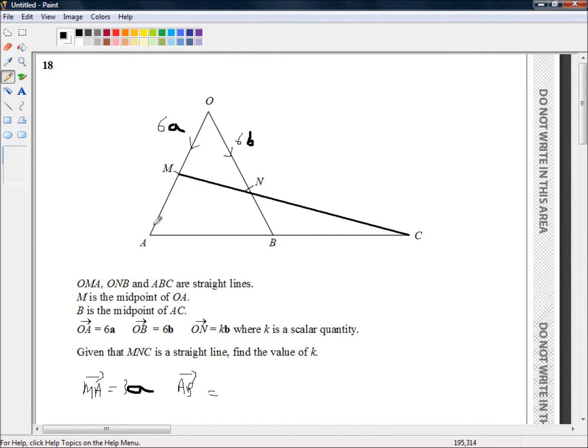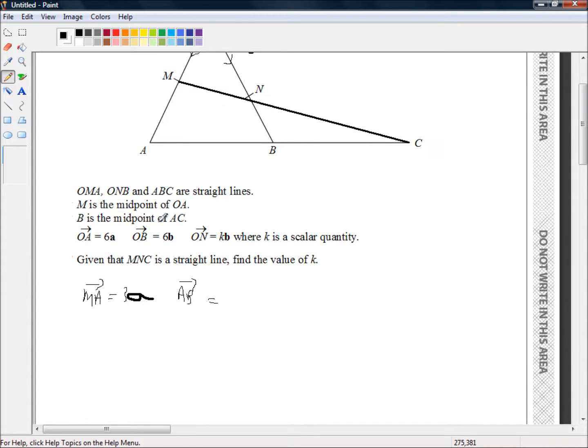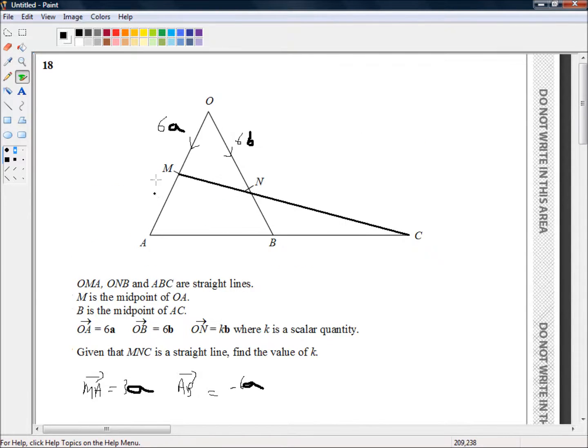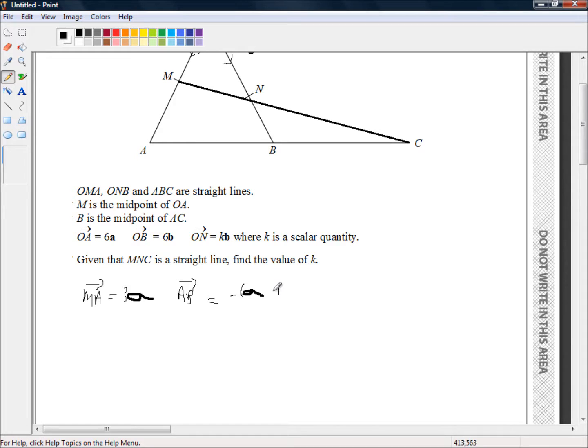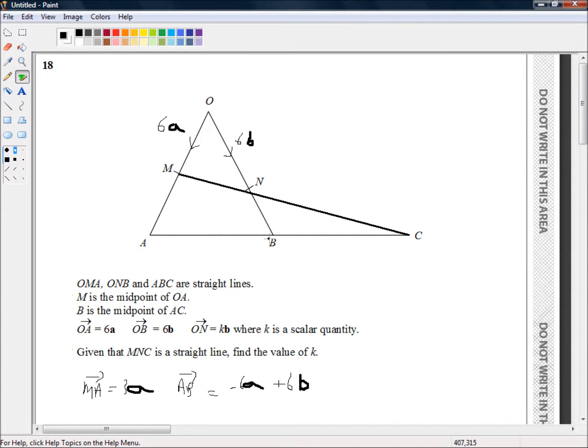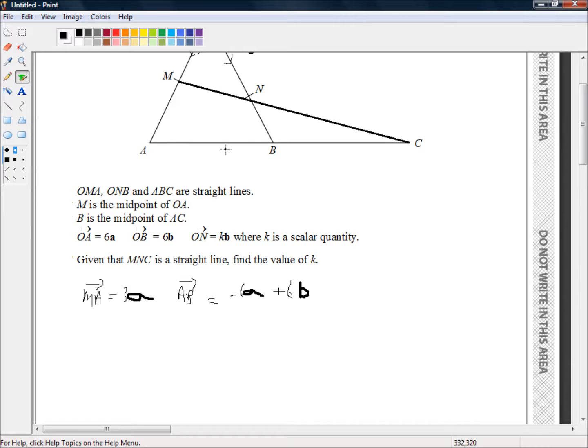is equal to, so that's AO, which is going to be minus OA, so that's minus 6A. And that takes us back to O, and then 6B takes us down to B, so that's plus 6B. So that gives us vector AB. So AC will just be 2 times AB, because B is the midpoint of AC. So AC is equal to 2 times AB, so that's minus 12A plus 12B.